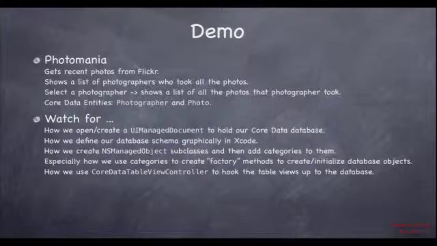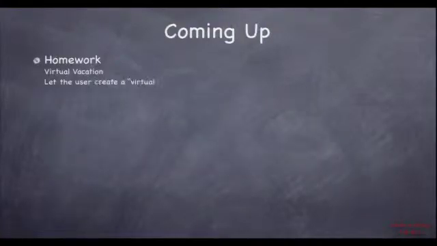Yeah, things to watch for. We are going to use a UI Managed Document, so you'll see how to open and save and create one of those. You can see how we create a schema, which I talked about on Tuesday, using this graphical tool. We're going to make categories of these NSManagedObject subclasses. In the category, we'll add a factory method to create a photo, basically, and also one to create a photographer. And then we'll use Core Data Table View. So you're going to see it all today. That's why this is such a long demo.